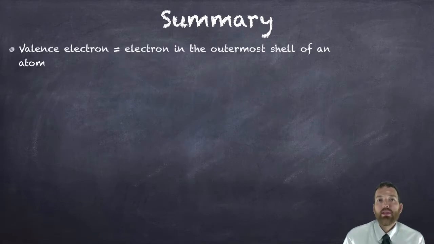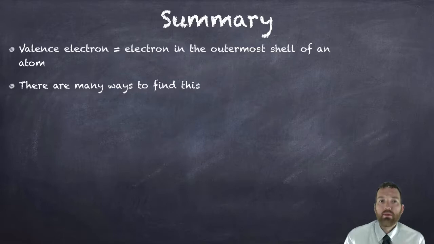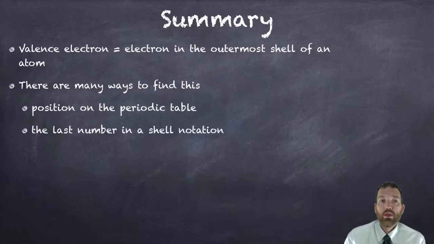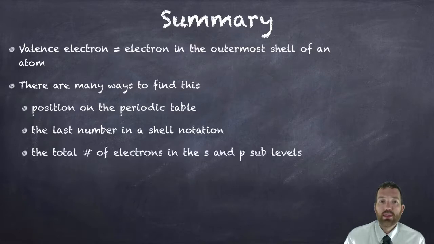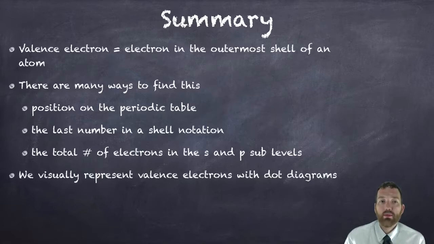So remember, a valence electron is an electron in the outermost shell of an atom. And there's many ways to find this. You could look at the position on the table. It's a representative element, group A. You could look at the last number in the shell notation if it's a group B element, like a transition metal. Or if you had the electron configuration in SPDF notation, you could look at the total number of electrons that are in the outer S and P sublevels.